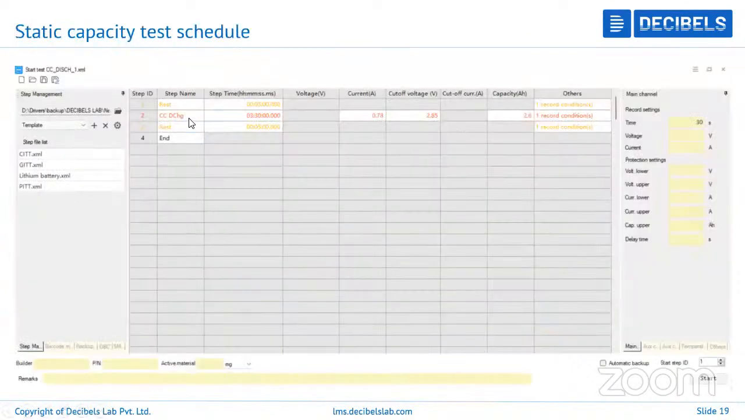Here is a test schedule. For a simple static capacity test, this is how you would provide it. You'd provide this constant current command, where the cell will be discharged constantly at this current rate. At 0.78 amps, it will be constantly discharged. This is called a test schedule, or also a step manager.